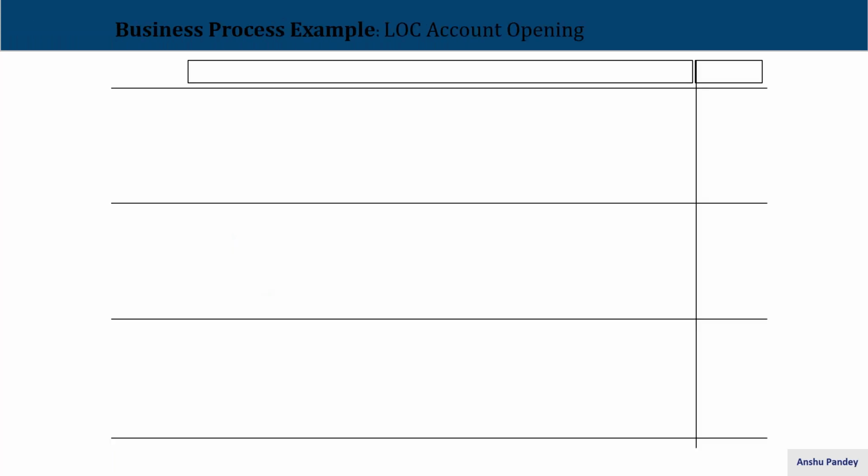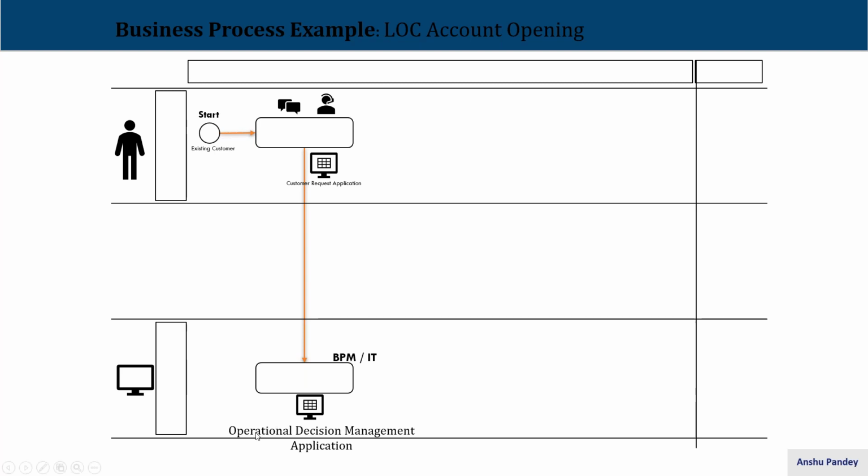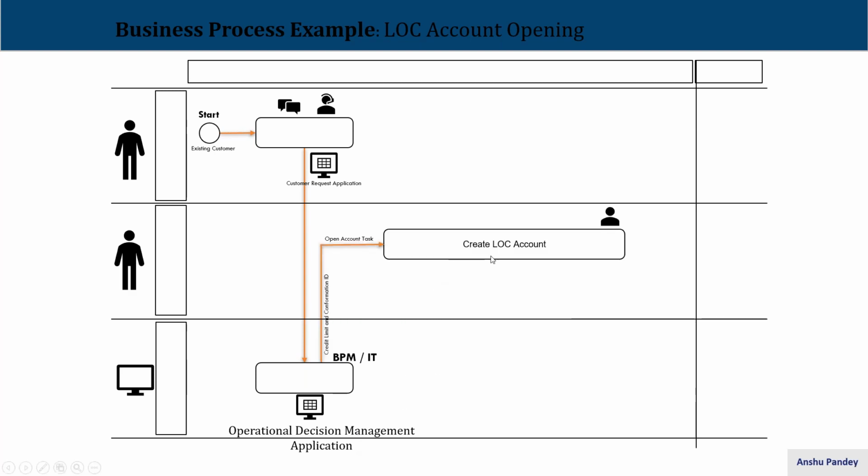Okay, so if you look at one of the business processes, account opening. What happens when it comes to account opening is that the existing customer comes to the LOC account opening part, where a customer request application is going to be accepted. I go to the bank and fill in an application like that. That application will then go inside the operational decision management application, where BPM is going to analyze and process that. Then it will go further to the account opening task.